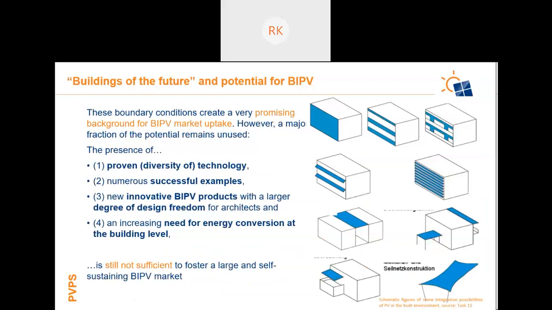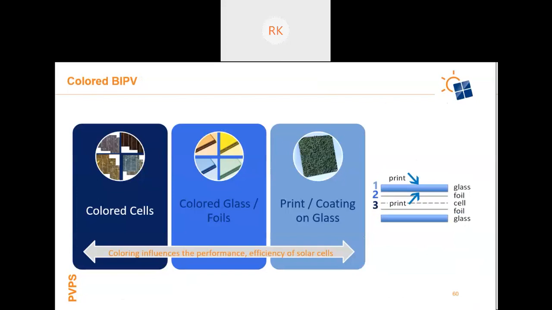So the boundary conditions and initiatives globally look very promising and present a very promising background for the BIPV market uptake. However, a major fraction of the potential for BIPV still remains unused, mainly because the presence of, for example, proven diversity of technology, best practice examples, numerous successful examples, and new innovative BIPV products with a larger degree of design freedom for architects is still not sufficient to foster a large and self-sustaining BIPV market for applications, as you can see in the figure on the right side of this slide.